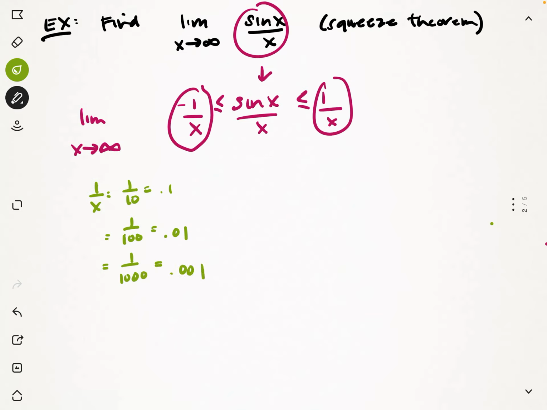0.001. So what's happening here is the bottom is getting ever and ever bigger, right? We're approaching infinity. Every time we increase the value on the bottom by a factor of 10, we move the decimal point. So if we get ever and ever closer to infinity, the bottom is growing infinitely large and the top is staying the same. Anytime we do a constant divided by infinity, that's going to approach 0. So this is going to be 0.